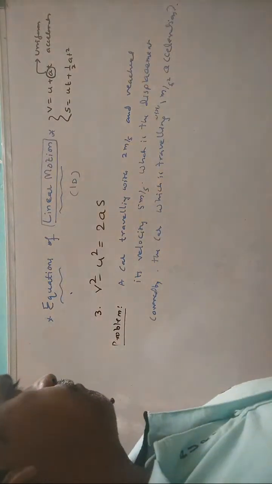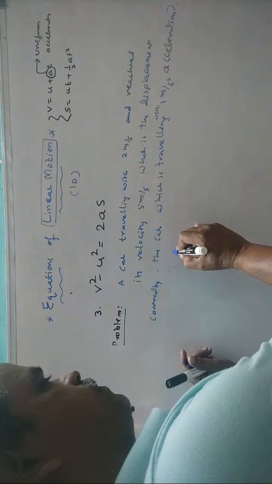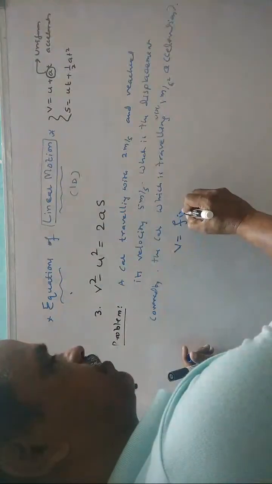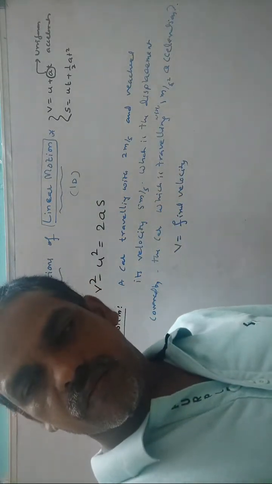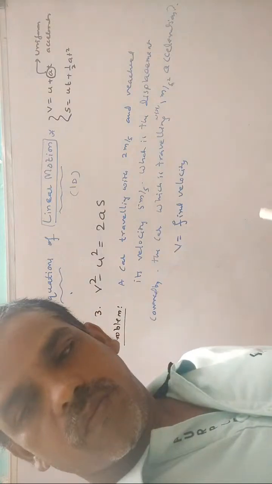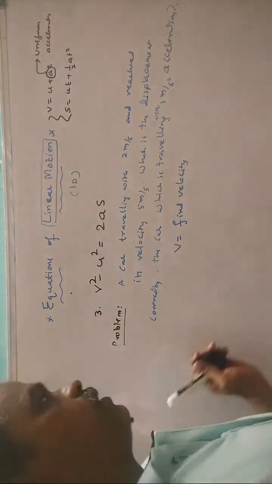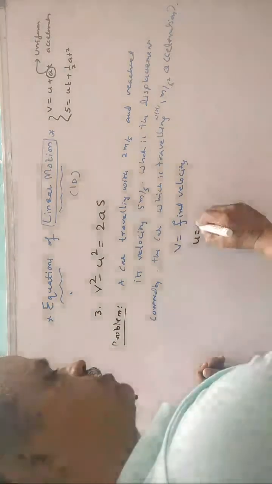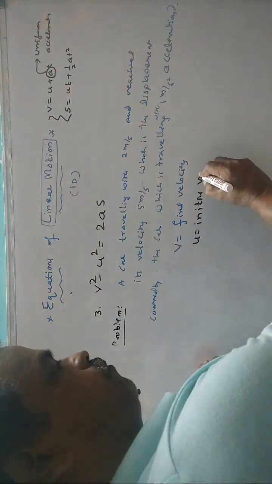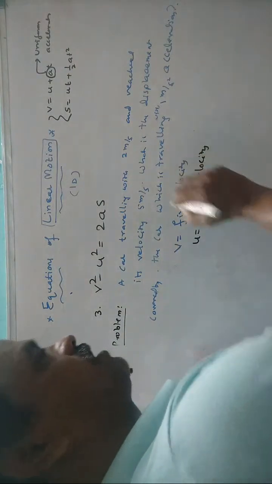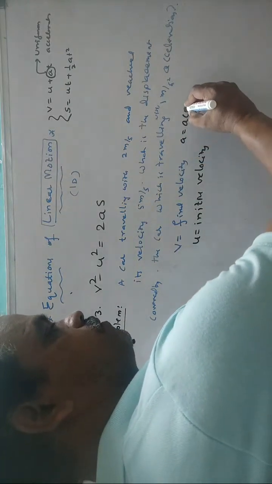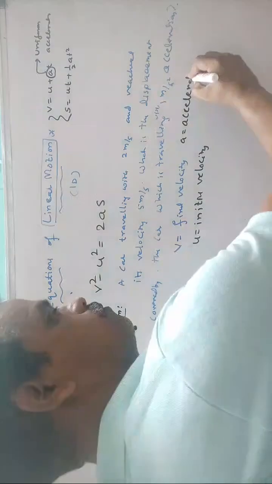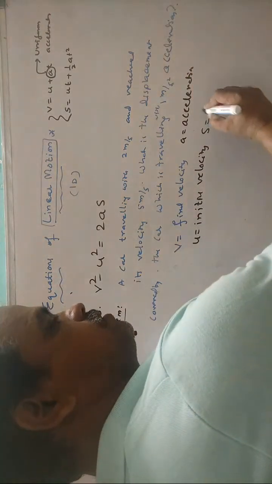So here v is nothing but final velocity. Next, u is initial velocity. a is acceleration. s is displacement.